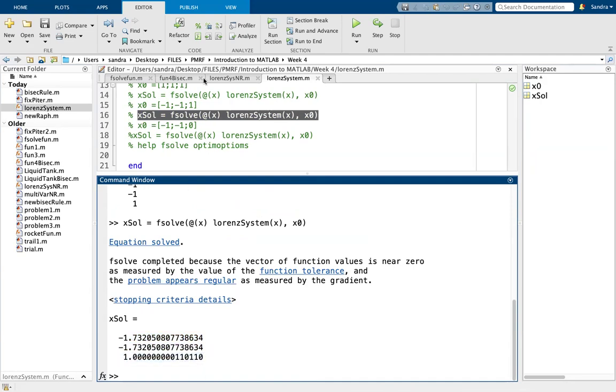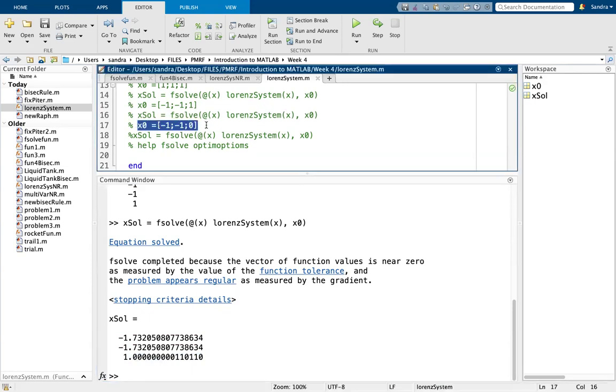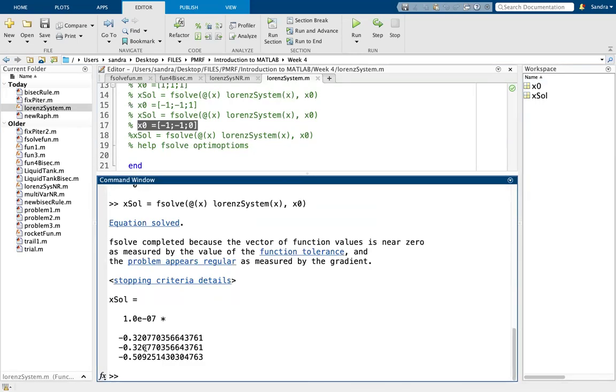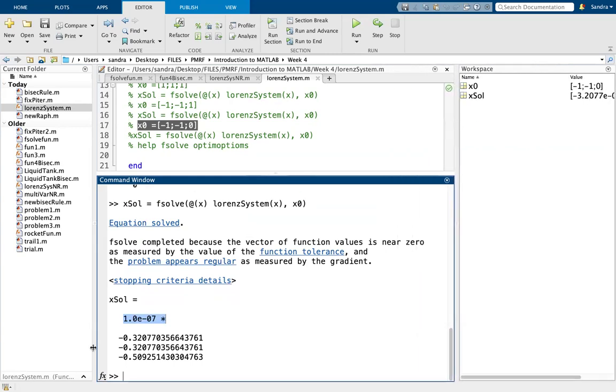Now let me use a different initial guess. This is minus 1, minus 1, 0. Again running, I'll be getting a value which is close to 0. It's not exactly 0 because it has a certain tolerance criterion.